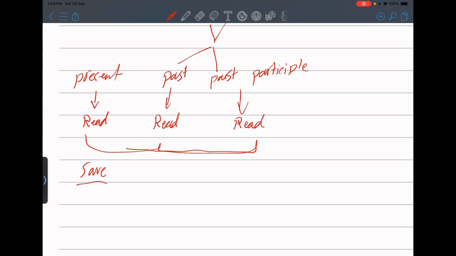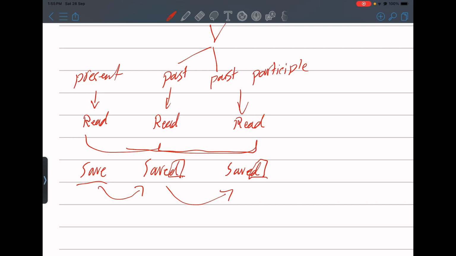It's in the present. You want to change it to the past. You will say saved. You want to change it also to the past participle. Also, you will say saved. The D means in the past. ED.